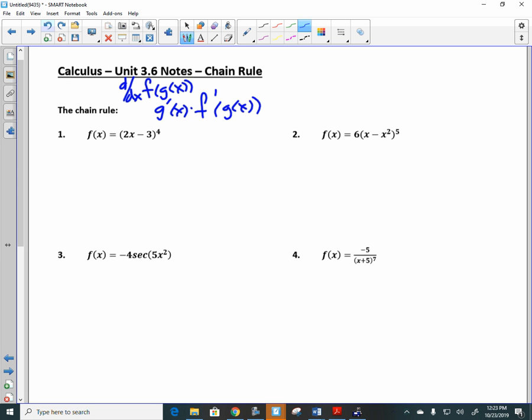And so I'll set it up two different ways now to try to scaffold where we need to be. I'll set it up without the boxes. What is the derivative of the inside? 2. Times, what's the derivative of the outside? 4u, or that thing, to the third. So we get 8 times 2x minus 3 to the third power.